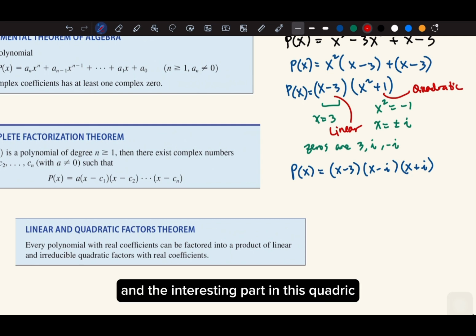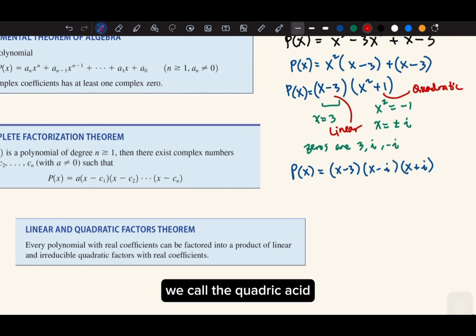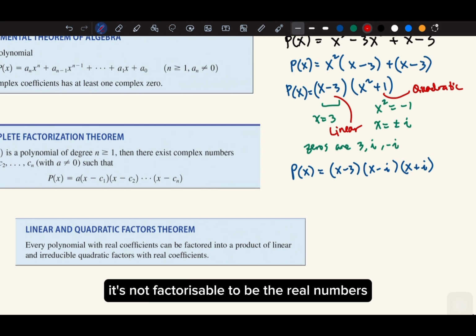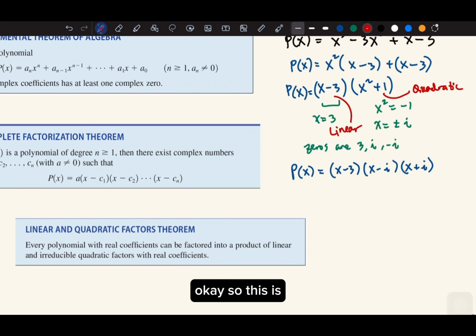And the interesting part in this quadratic, we call it an irreducible quadratic factor, which means that it's not factorizable into real numbers. Okay. So this is irreducible.